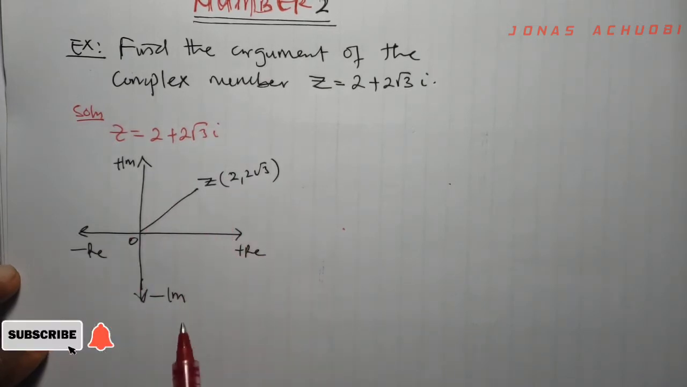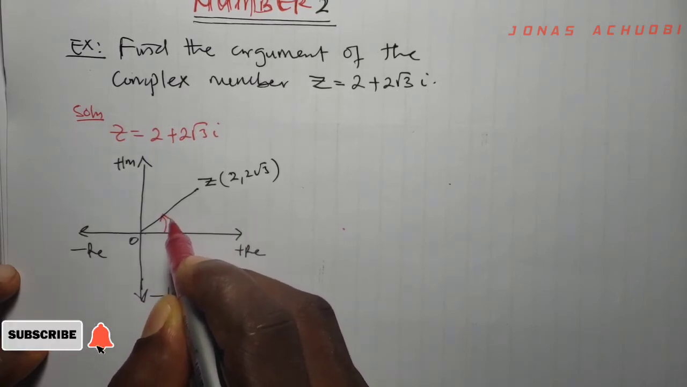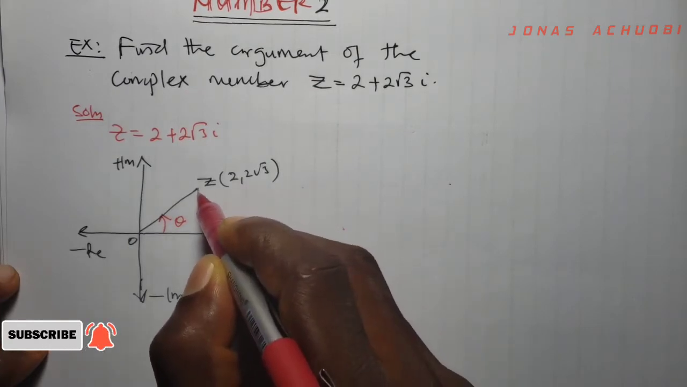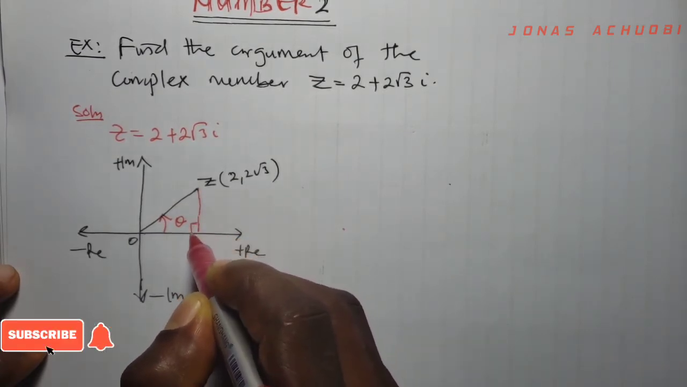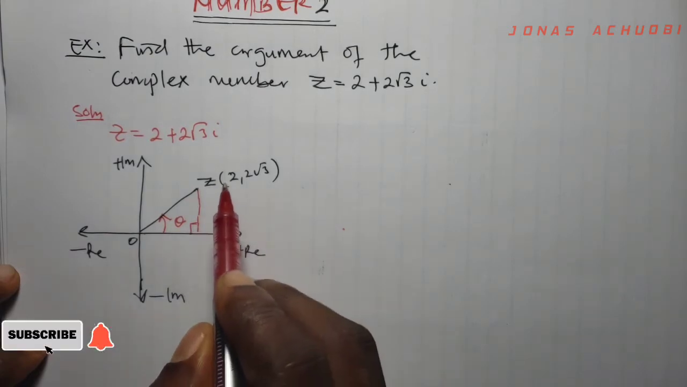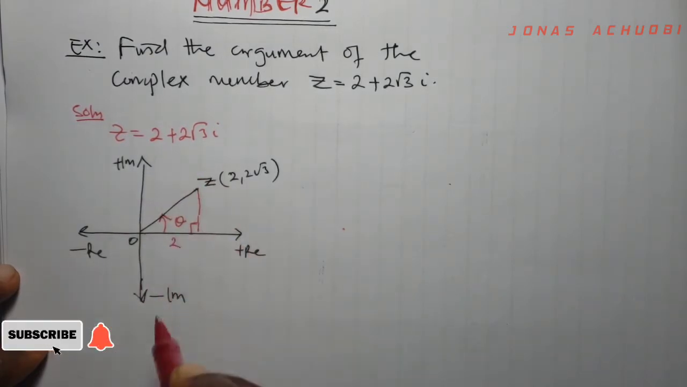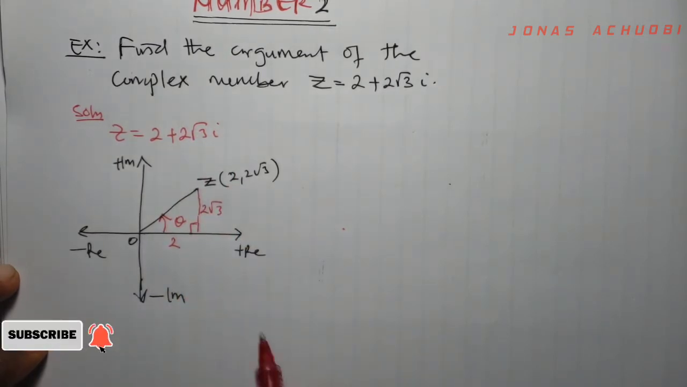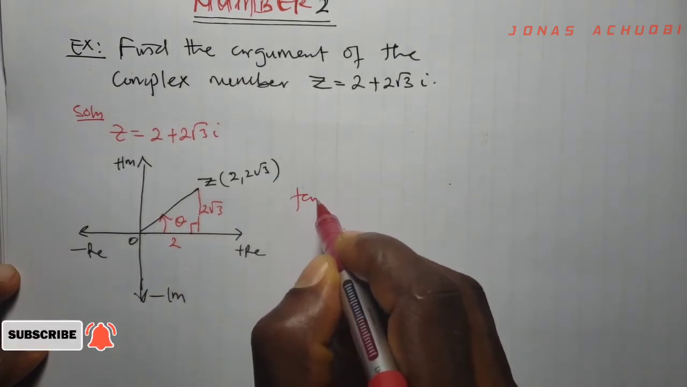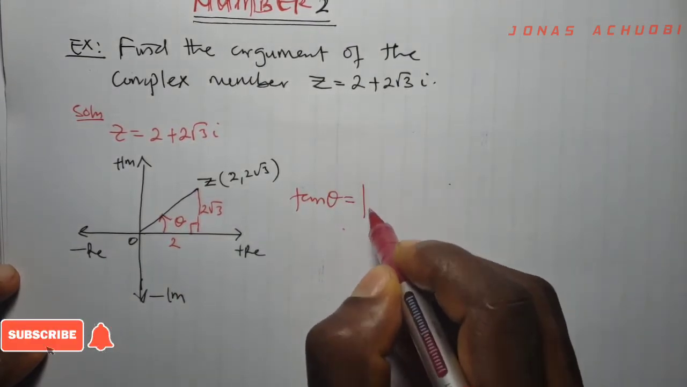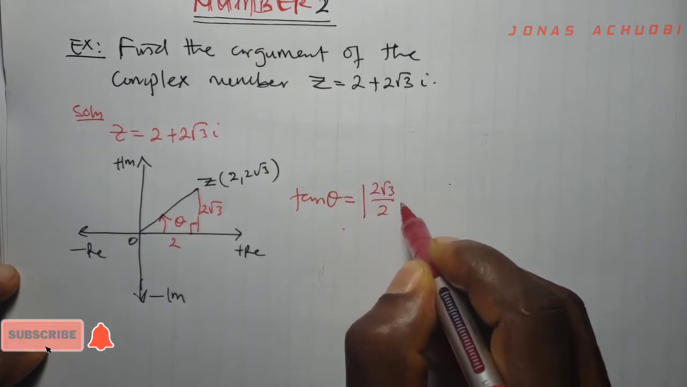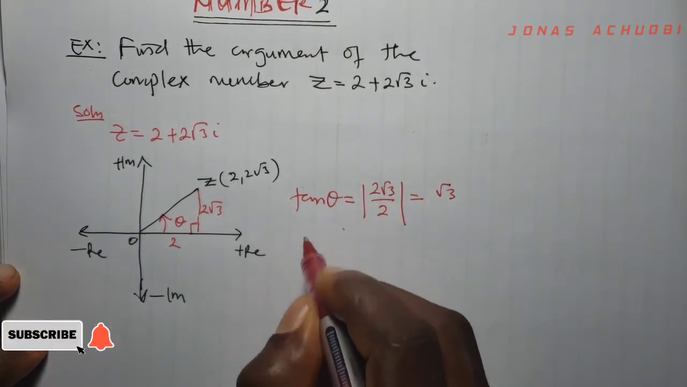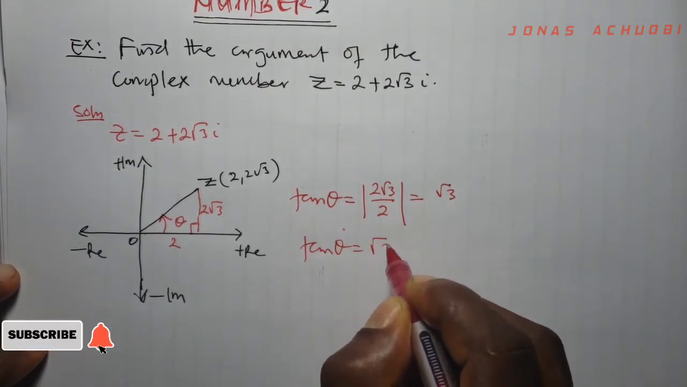So the argument of this complex number is the angle theta which the complex number makes with the positive real axis. If we complete this triangle here, a right angle triangle, we have the following. The real part is 2, and the imaginary part is 2 root 3. So we proceed to find theta. The tangent of angle theta is the absolute value of 2 root 3 over 2, and that is nothing but root 3. So we have that the tangent of theta is root 3.